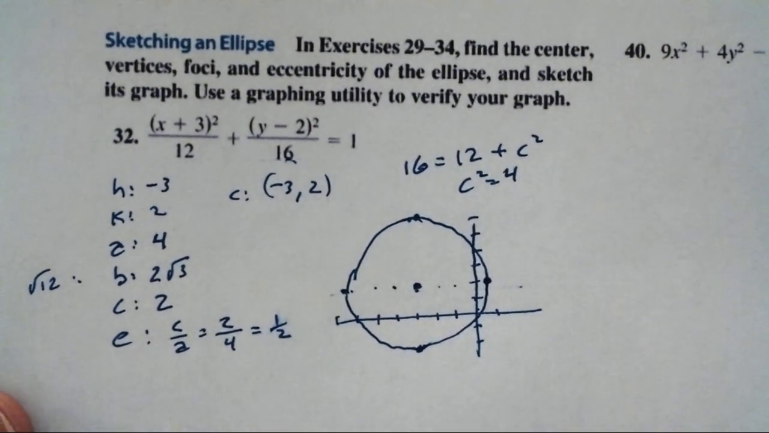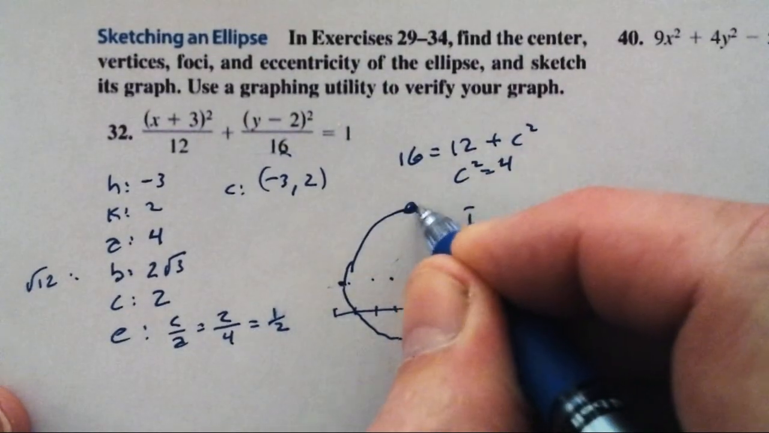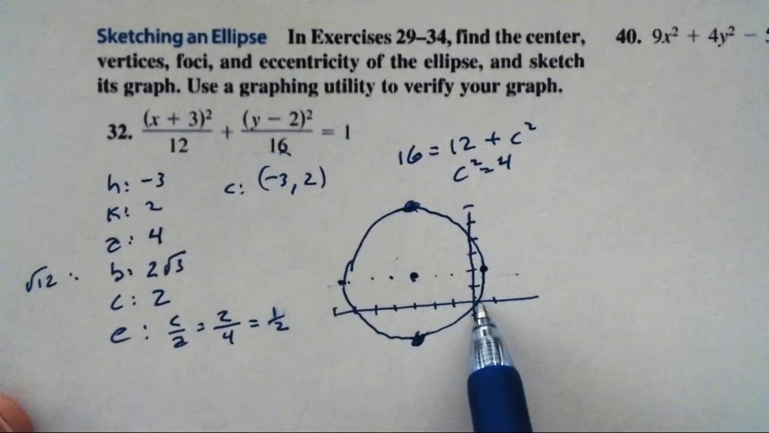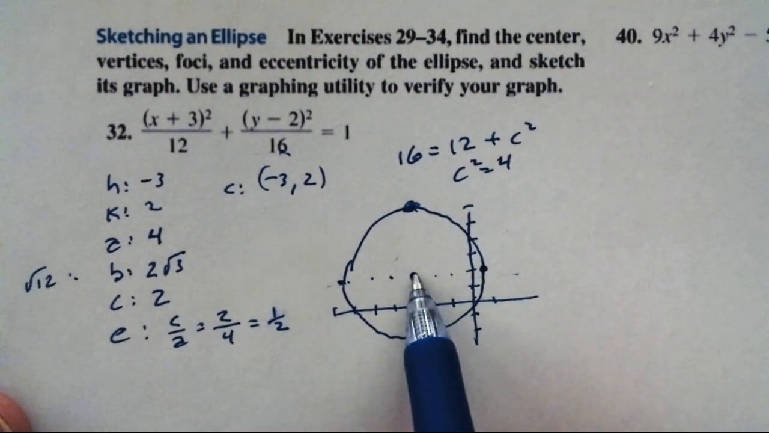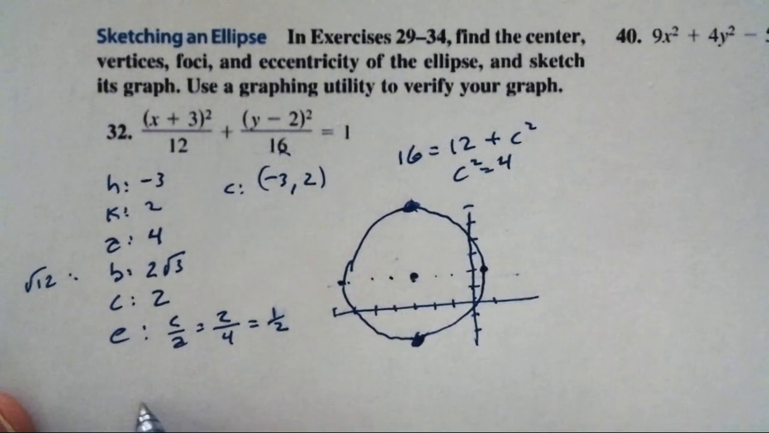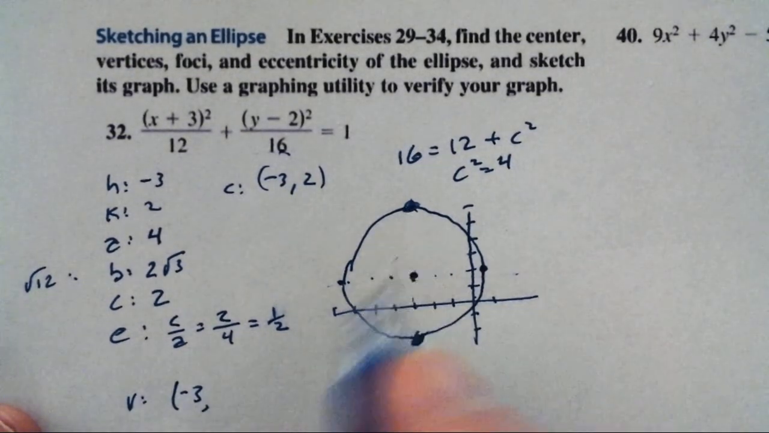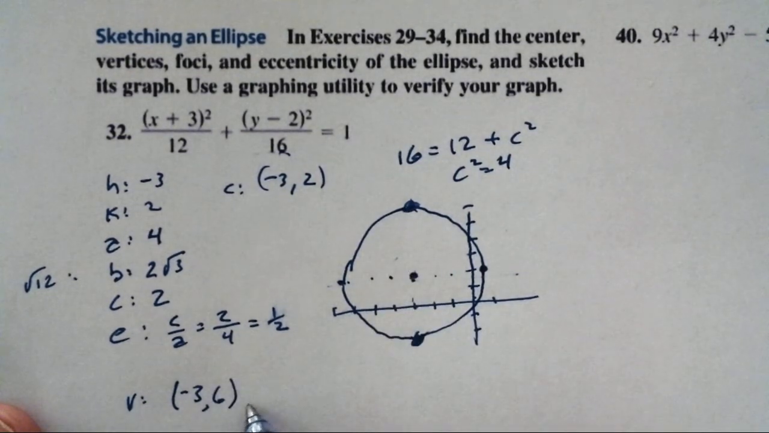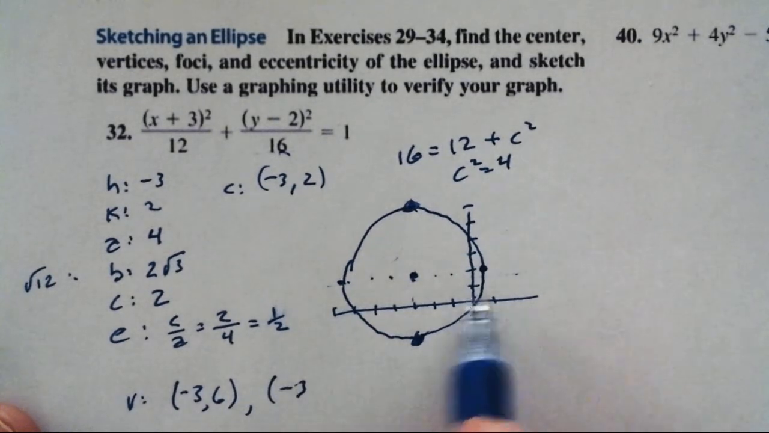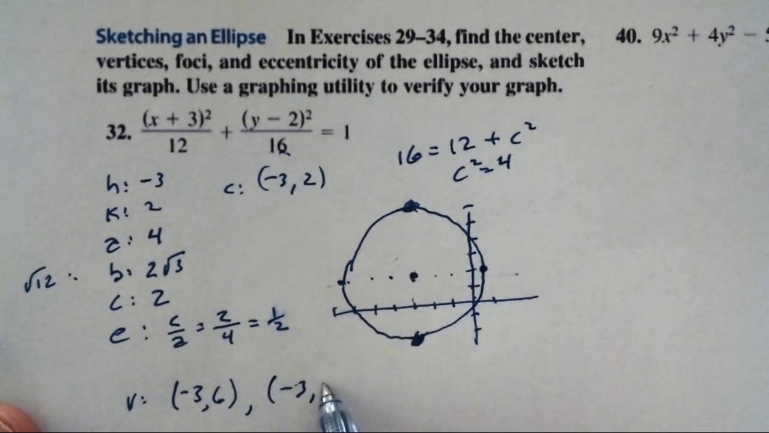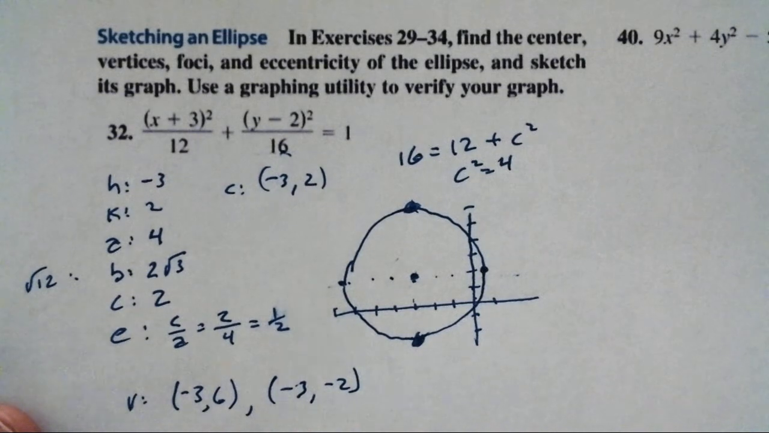So have we done everything we can? The vertices. These are the vertices. So how did I get there? I went left 3, up 2, and up 4 more. So the vertices are left 3, up 2, up 4 more, so up 6, and left 3, up 2, but down 4, gets me to down 2.